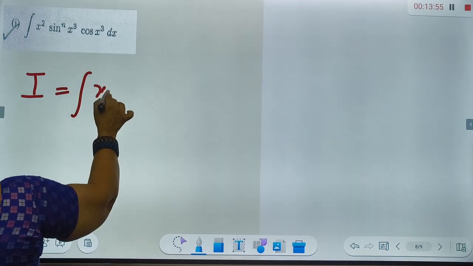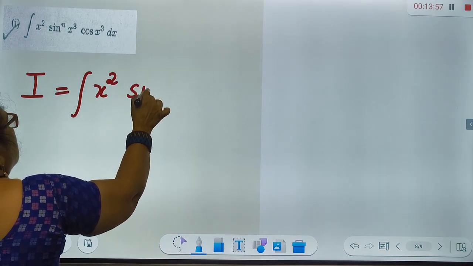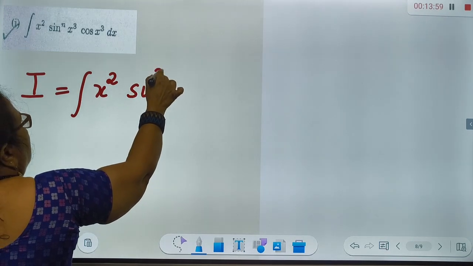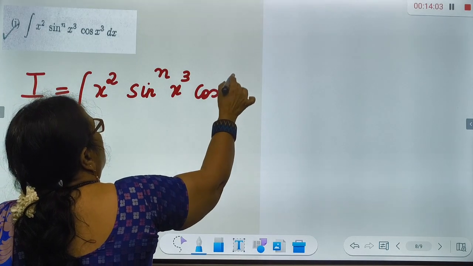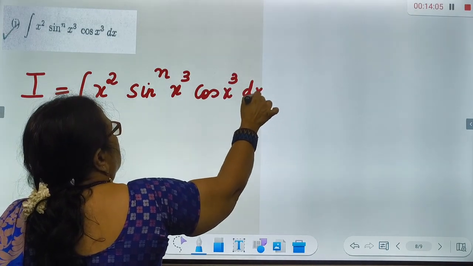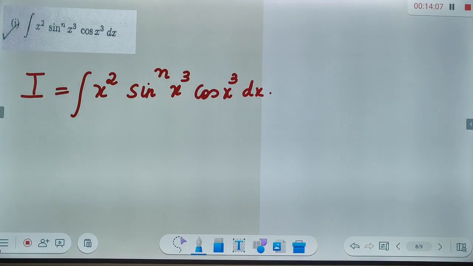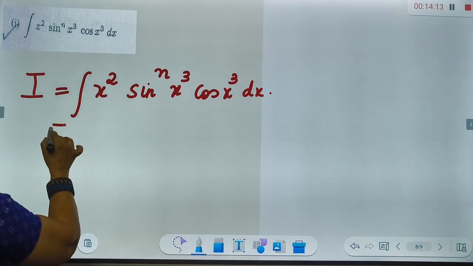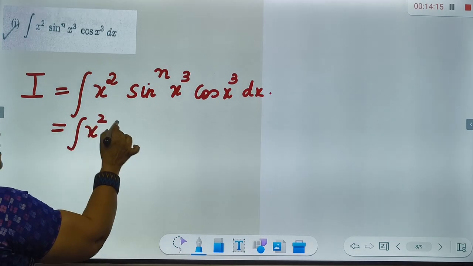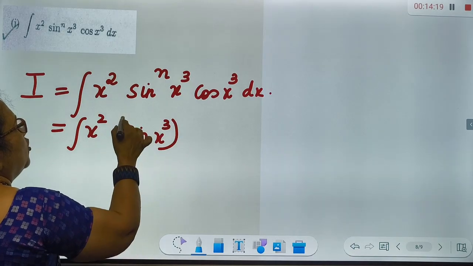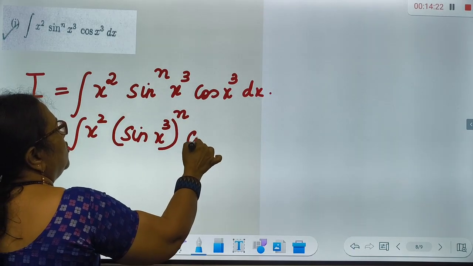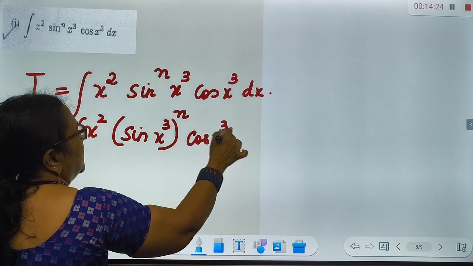This is the integral of x square sine power n x cube cos x cube dx. See, what you should understand is the derivative of sine x cube will involve cos x cube. So first I am going to rewrite this as x square into sine x cube the whole power n into cos x cube dx.